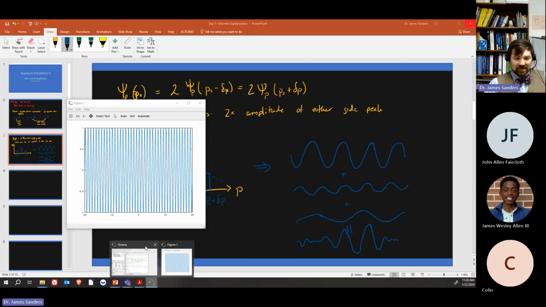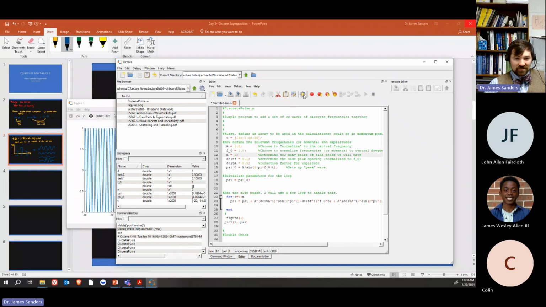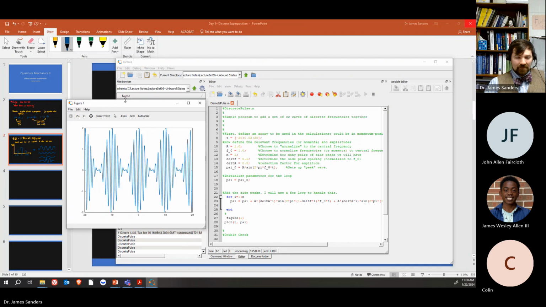So let's go ahead and plot what that actually looks like. There you have it. Okay. In this case, I happen to choose a delta P that's 1/10 as large as my P naught, so I can get a few side peaks before I start running into some problems. But this right here is the pulse type you get.